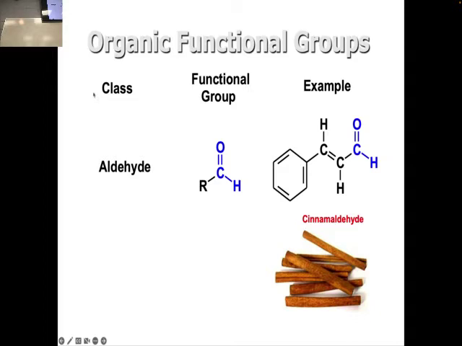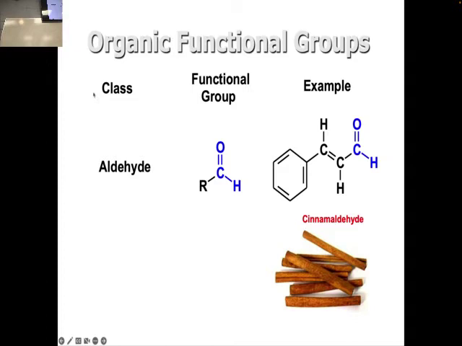And you all are familiar with this. If you like cinnamon flavored stuff, they put this compound called cinnamaldehyde. Notice right there is the aldehyde functional group. So the odor that you smell from cinnamon comes from cinnamaldehyde. The flavor that you taste when you eat something that's got cinnamon in it comes from cinnamaldehyde. Okay.